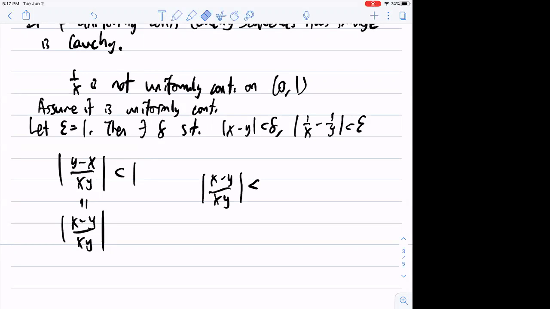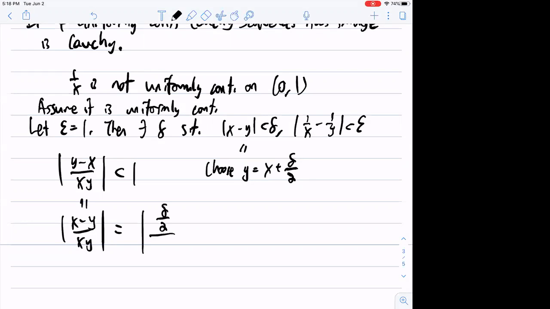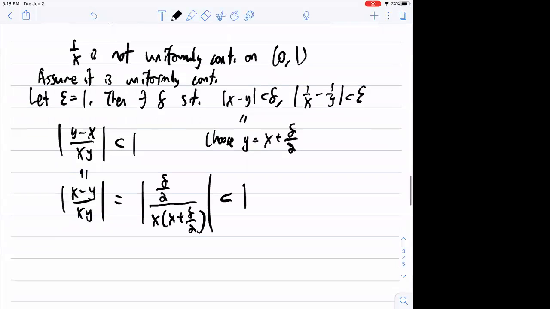Sorry, I'm not trying to prove it's uniform. I want to prove it's not. So let's choose a specific y, right? So y equals, let's just do the same thing. So this thing is what now? So I get delta over 2. The negative doesn't matter because I have absolute value. And then x times (x plus delta over 2). And this is supposed to be smaller than 1.